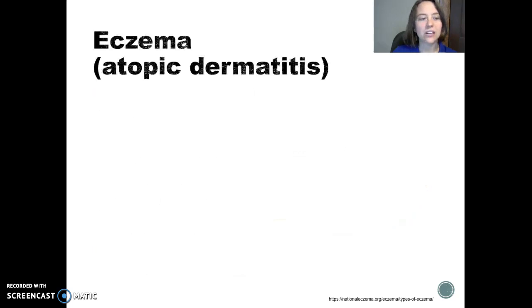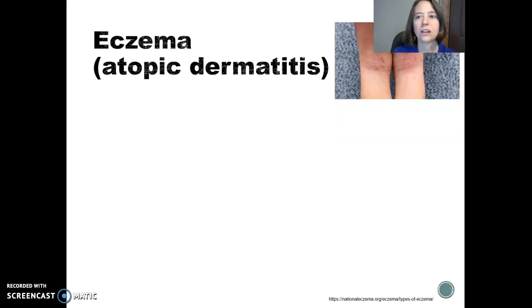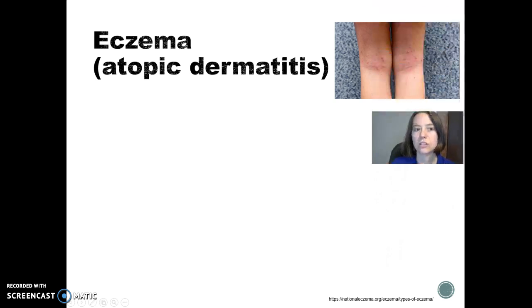Another integumentary disorder is eczema or atopic dermatitis. I would like you to pause and think, using your medical terminology, what would dermatitis mean? If you guessed inflammation of the dermal tissue, you are correct. Here is a picture of a person with eczema.